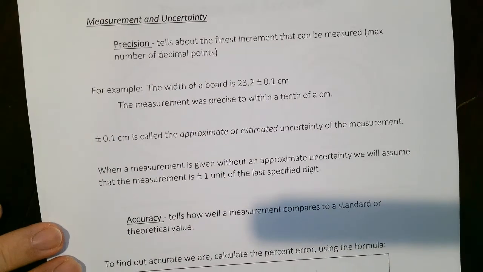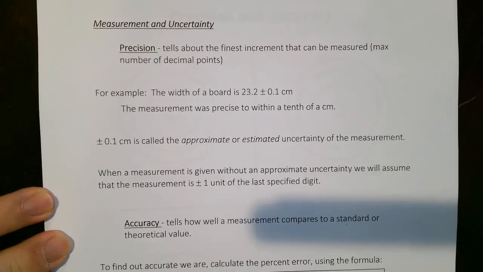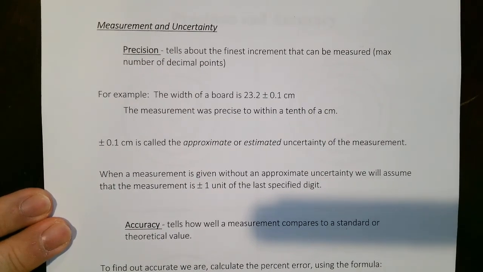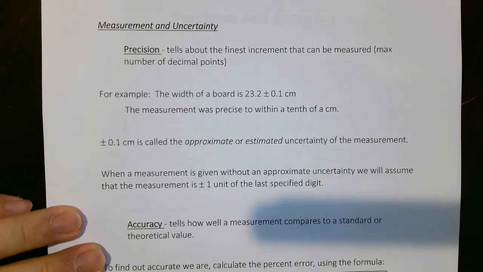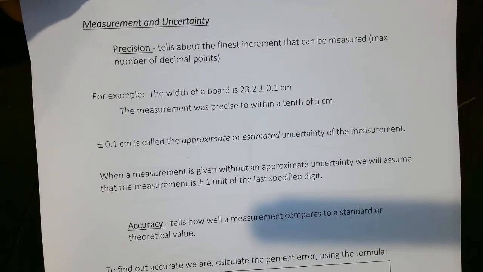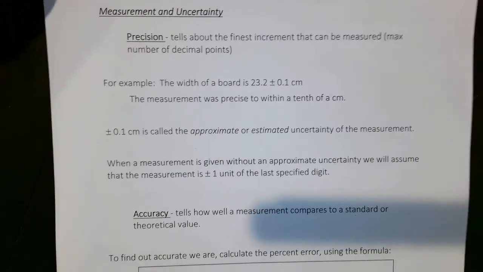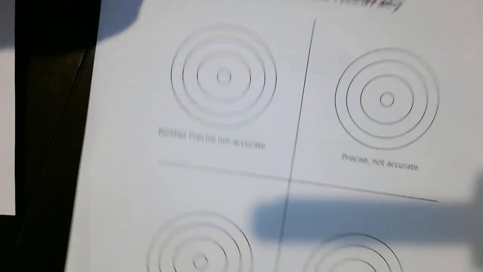Now let's do some measurements and uncertainties. Okay? We need to understand the difference between precision and accuracy before we start measuring things, okay? A lot of times we are familiar with accuracy, but we're not quite familiar with precision. And precision is the part that's going to have to be talked about more, okay? So to give that idea, let's go to the next page first.